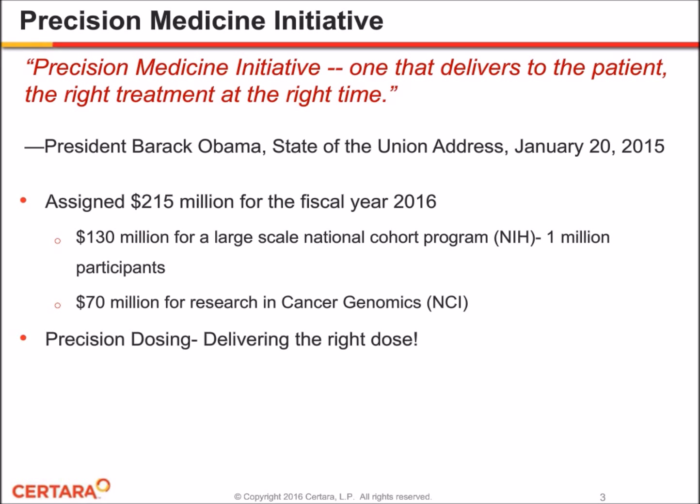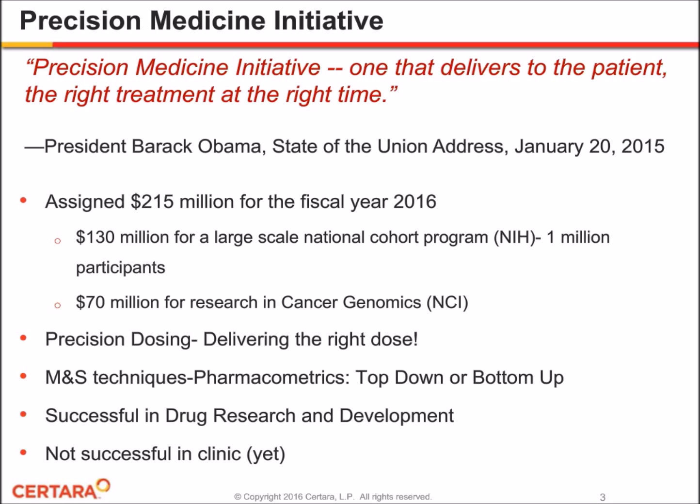So in terms of precision dosing, it's basically an integral part of the Precision Medicine Initiative, because without having the right kind of patients and without knowing the details of the right patient population, you cannot arrive at a precise dose. And modeling and simulation techniques or pharmacometrics, whether it is top-down or bottom-up, is a very crucial link between deciding on the precise dose and delivering it to the right patient population. These techniques have been very, very successful in drug research and development, but they have not yet been very successful at the point of treatment or in the clinic.